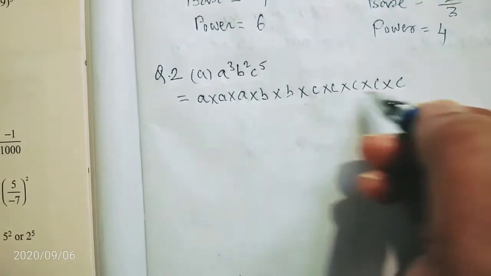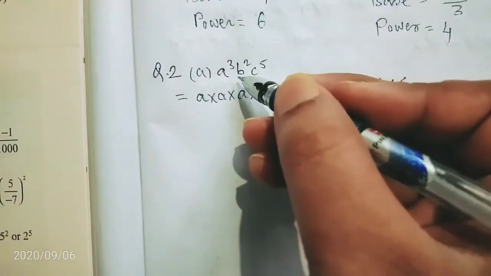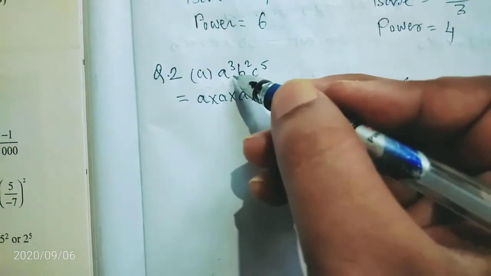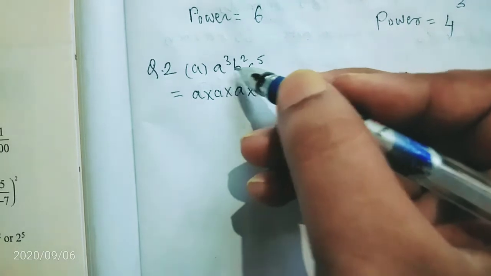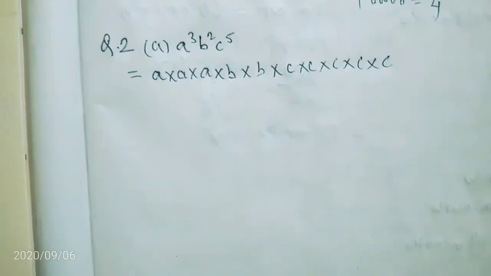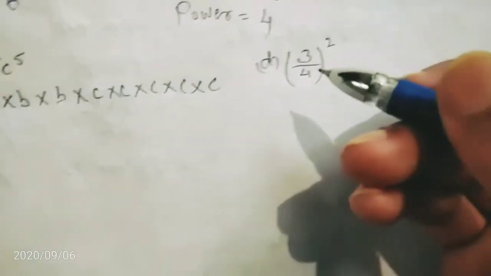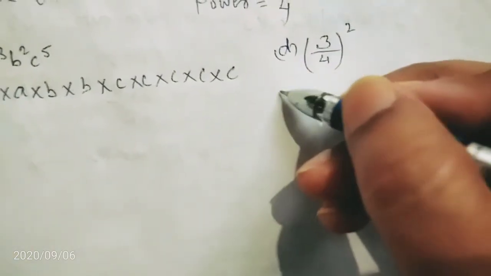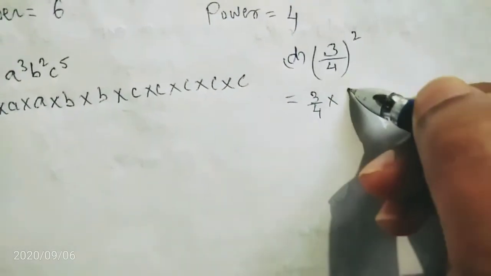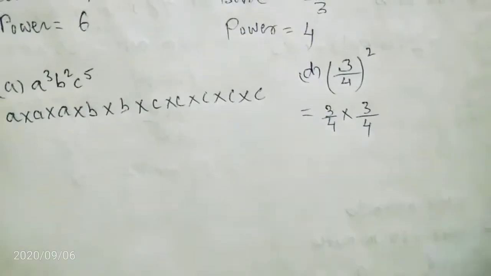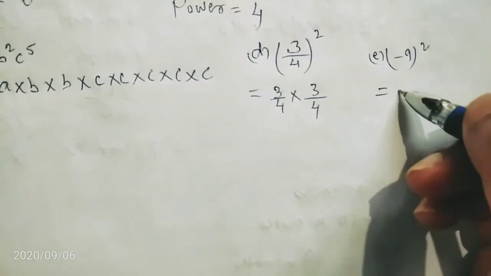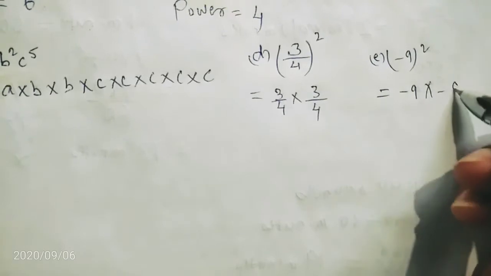Okay, so this is called the expanded form of this question. So everywhere there is multiplication. If there is no sign, that means they are in multiplied form. Okay, so in this way expanded form can be written. Let's write this d number 3 by 4 to the power 2. That means 3 by 4 is written 2 times. Okay, now e number minus 9 to the power 2, that means minus 9 into minus 9.